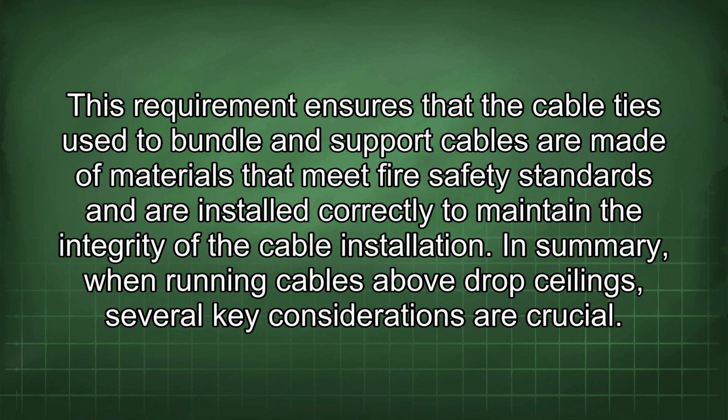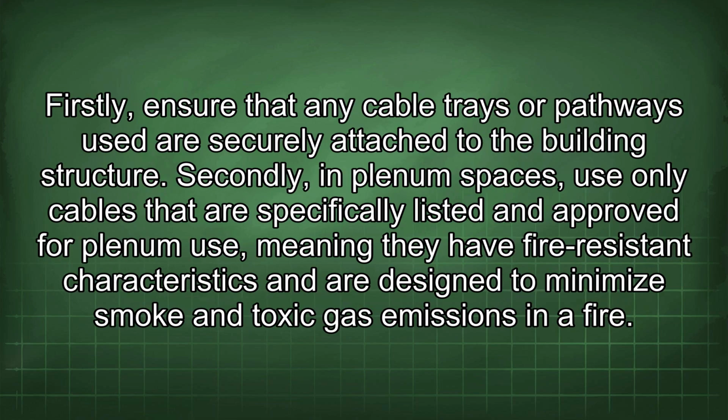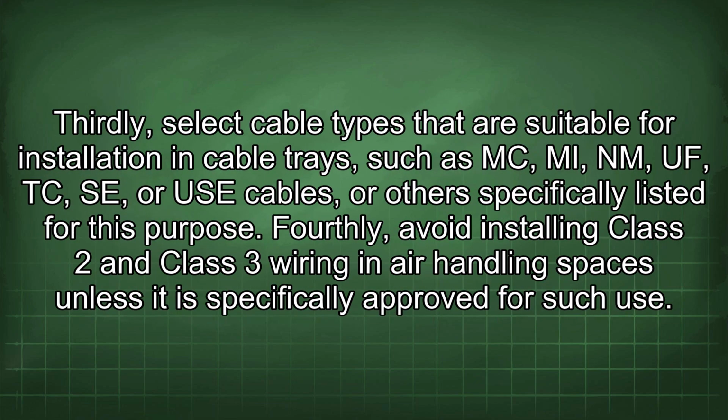In summary, when running cables above drop ceilings, several key considerations are crucial. Firstly, ensure that any cable trays or pathways used are securely attached to the building structure. Secondly, in plenum spaces, use only cables that are specifically listed and approved for plenum use, meaning they have fire-resistant characteristics and are designed to minimize smoke and toxic gas emissions in a fire. Thirdly, select cable types that are suitable for installation in cable trays, such as MC, MI, NM, UF, TC, C, or USE cables, or others specifically listed for this purpose.